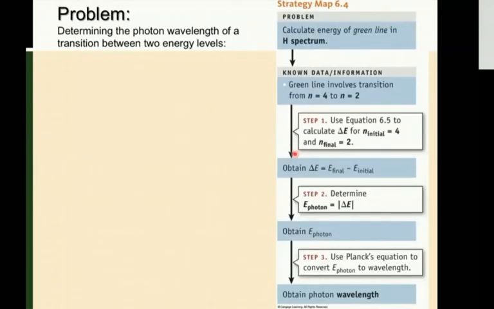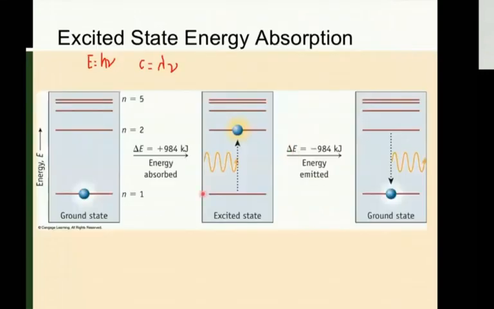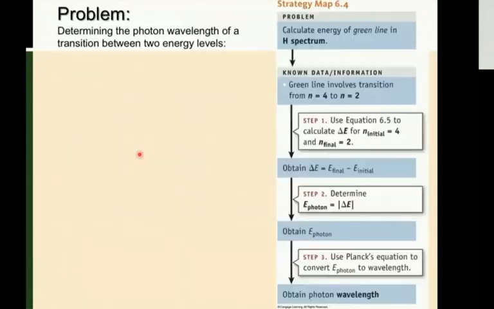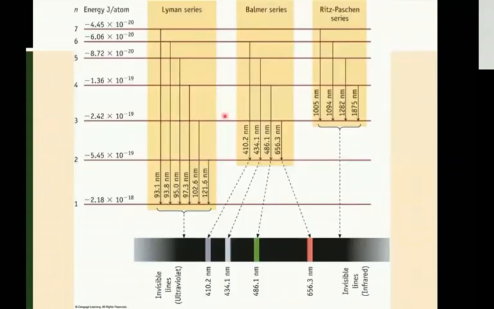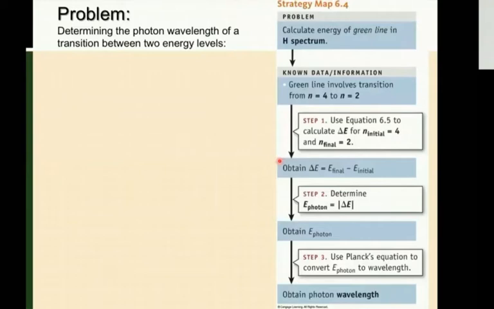So then if we want to find the energy difference between these two states, we can calculate this delta E using the Balmer equation or the Rydberg equation for each level. So if we want to calculate the energy, for example, of the green line in the hydrogen spectrum, we know that the green line involves a transition from n is equal to 4 to n is equal to 2.